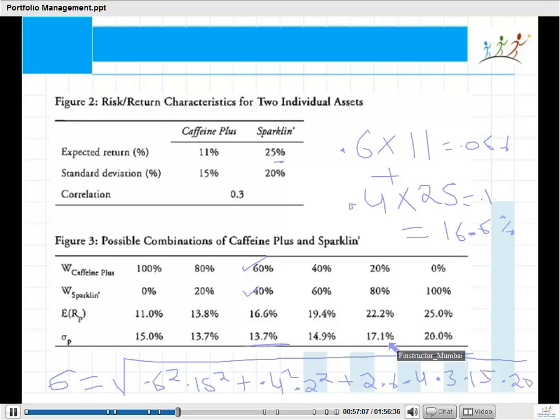So I can create infinite different portfolio combinations by weighting the assets in a different manner. I can have 14.5% of caffeine plus and 85.5% of sparkling. So I can have different weights of the two assets and compute different portfolios by the combination of these two assets. So this table represents a few of the combinations that I have created by weighting the assets in different proportions.